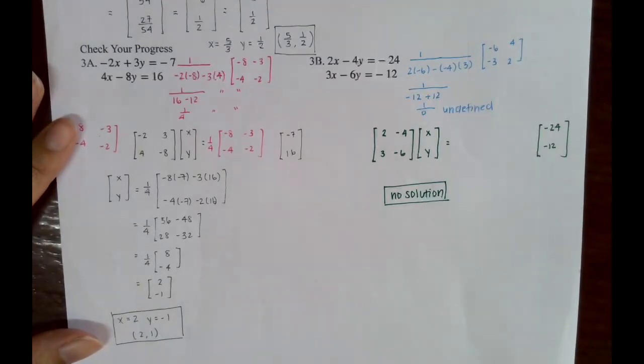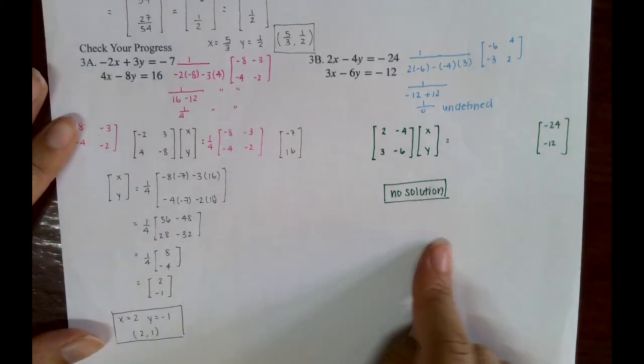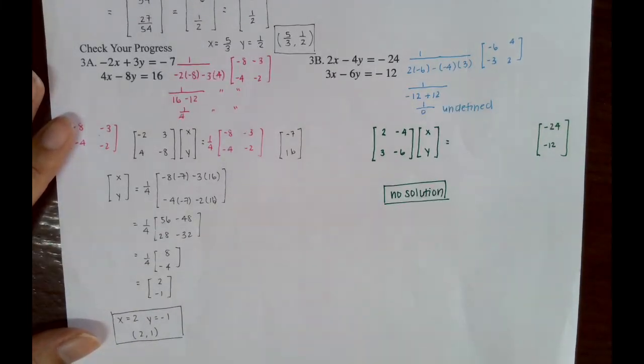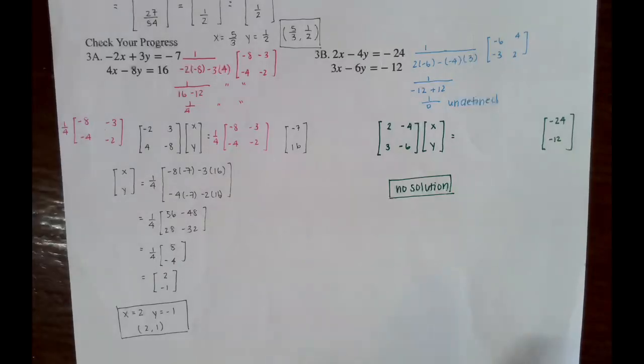Okay, for 3A, your answer should have been 2, -1, and for 3B, it should be no solution. If you got that right, you can move on to your homework. If not, here's your explanation.